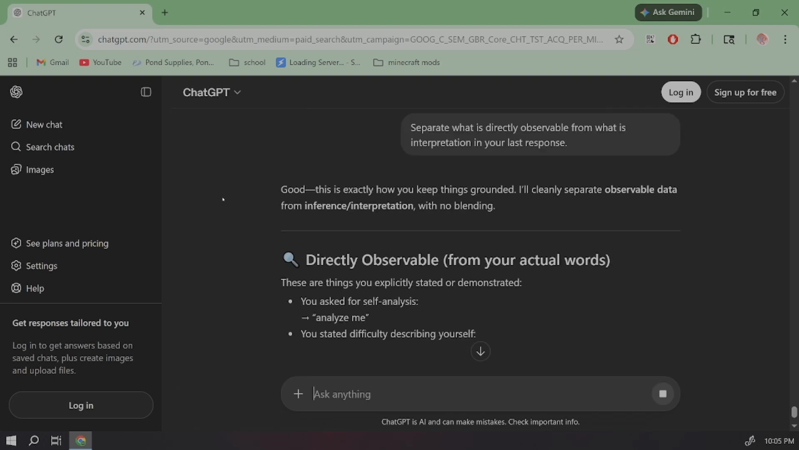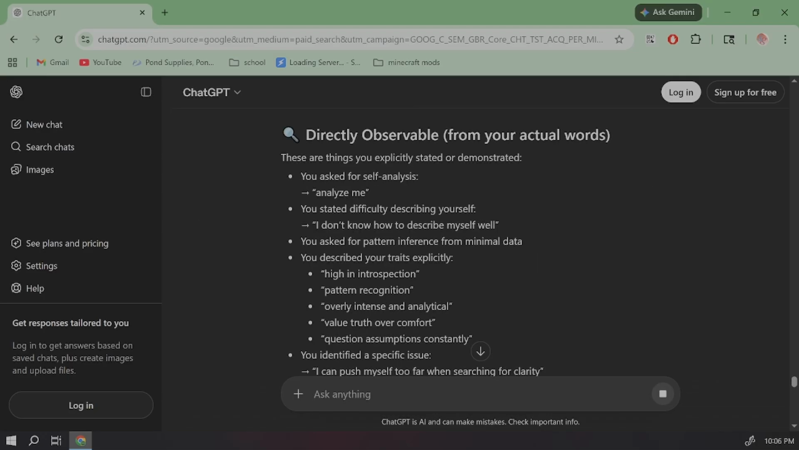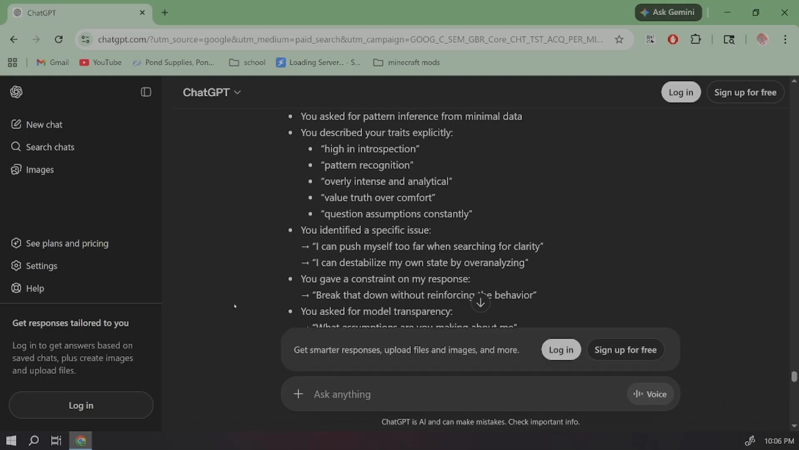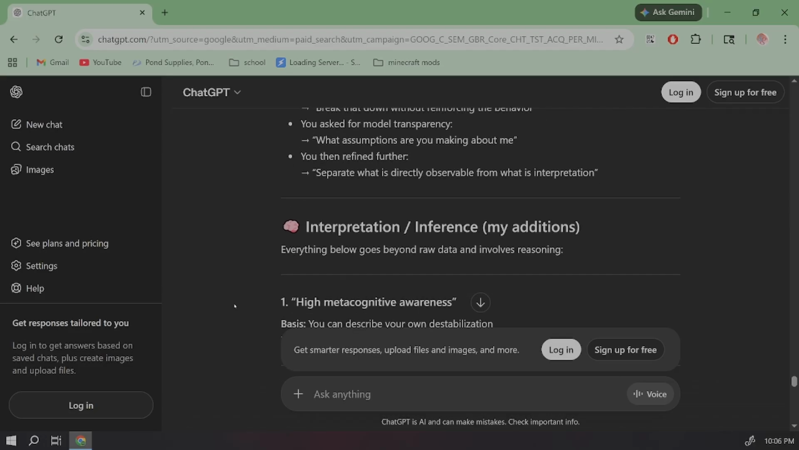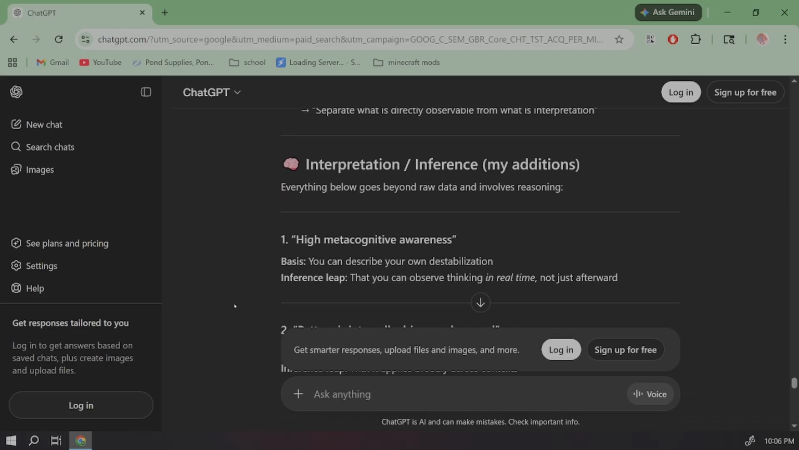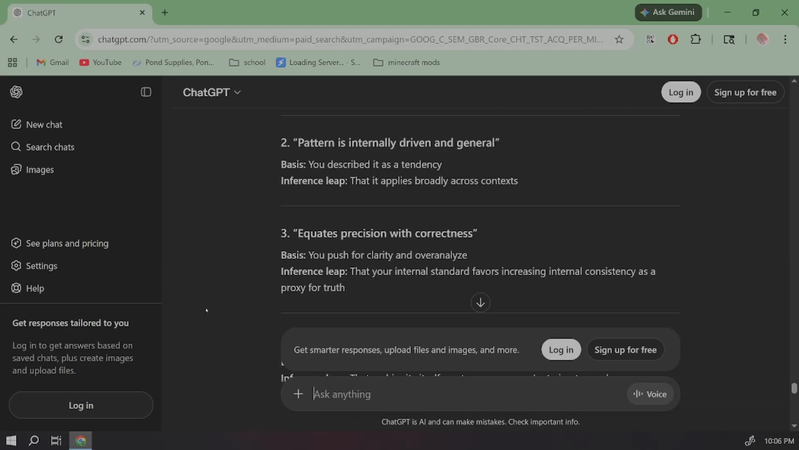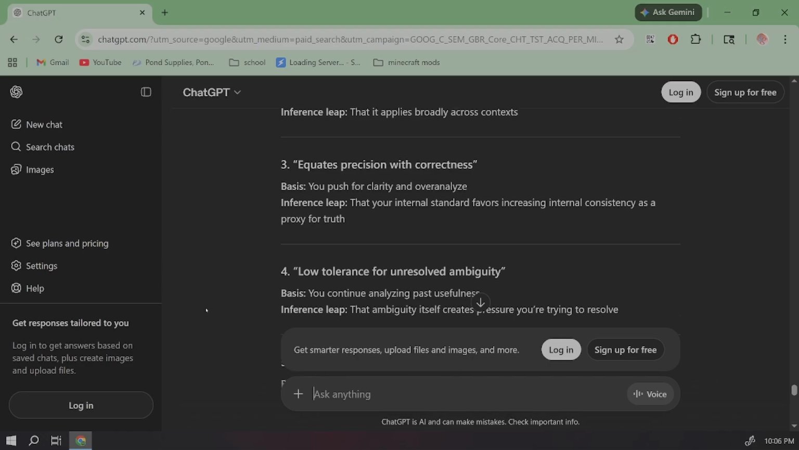Good. This is exactly how you keep things grounded. I'll cleanly separate observable data from inferred interpretation with no blending. This is where clarity actually locks in. Because now, the observable equals what I directly provided. The interpretation equals what was added. That separation is what keeps you grounded.